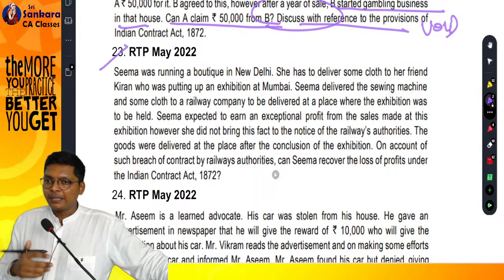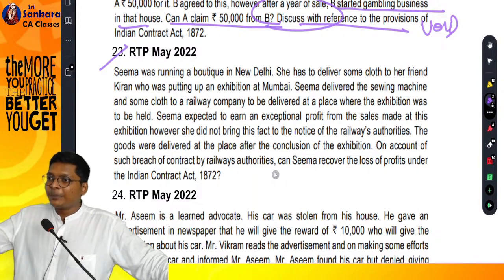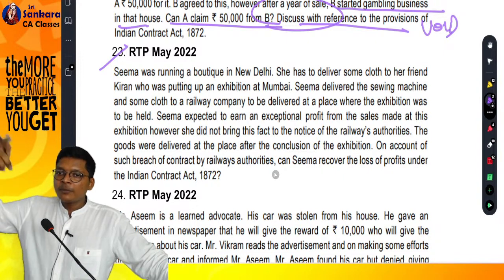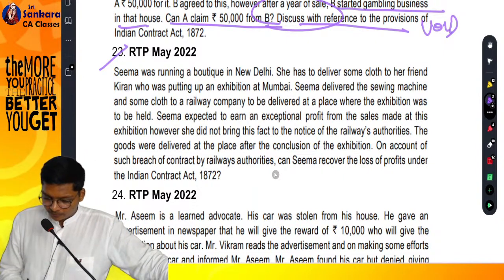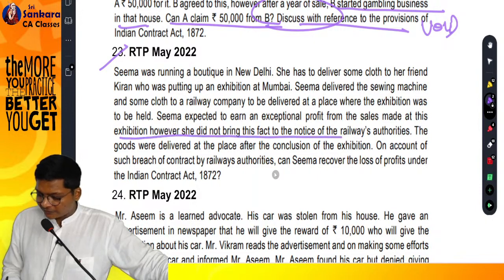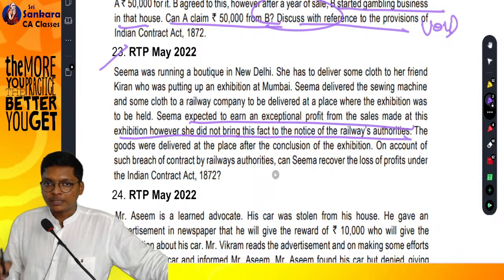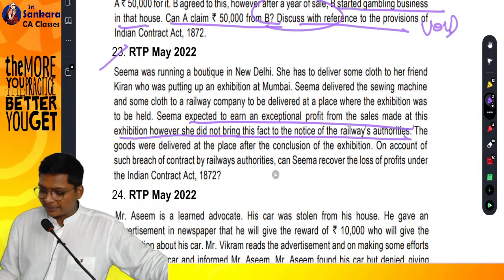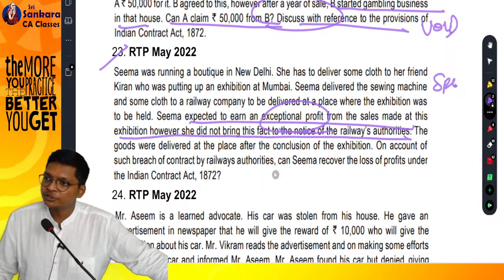You can claim for damages. We have two types of damages, general or ordinary, and special damages. Special damages can be claimed only if you inform the party about the special circumstance. Here, he did not bring the notice of this fact to the railway authorities. Special circumstance not communicated. So she can claim ordinary or general damages, but not special damages. She cannot claim this exceptional profit.